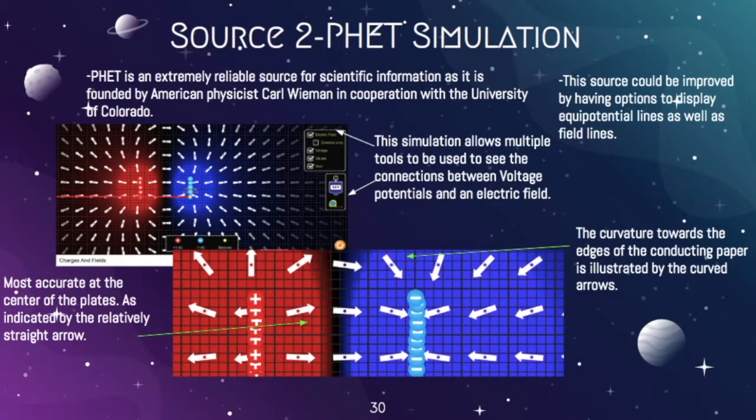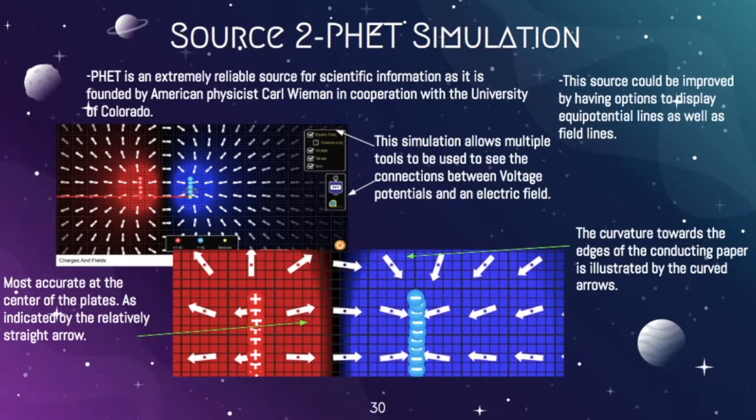Source 2. The PhET simulation. PhET is an extremely reliable source of scientific information, as it's founded by the American physicist Carl Wieman in cooperation with the University of Colorado. In this simulation on the main picture, you can see it allows for multiple tools to be used to see the connections between voltage potentials and an electric field.